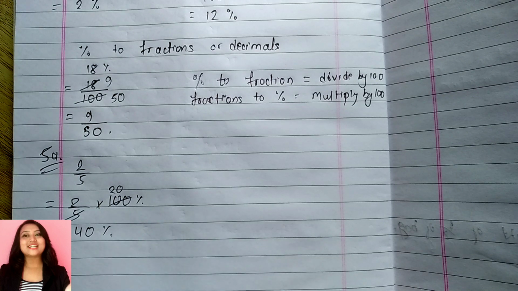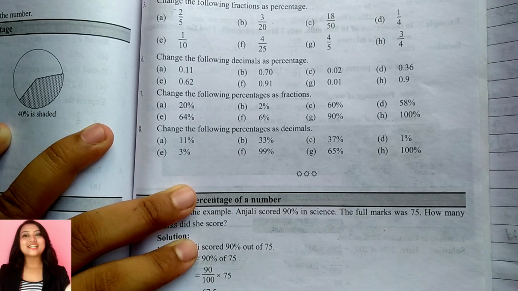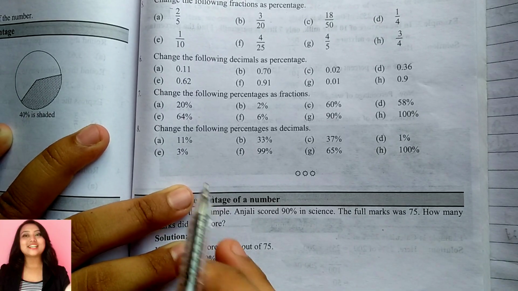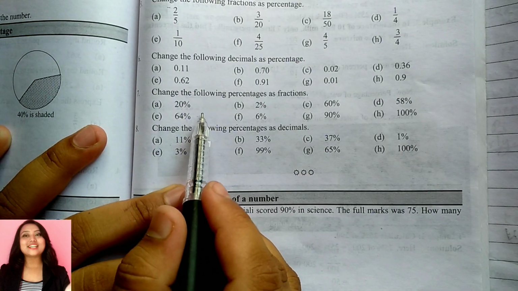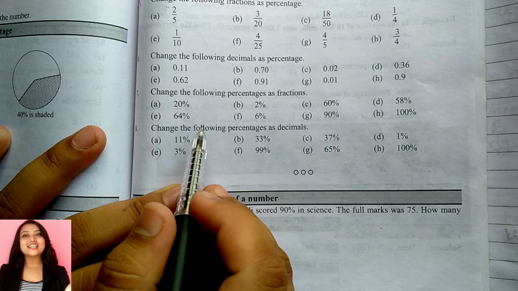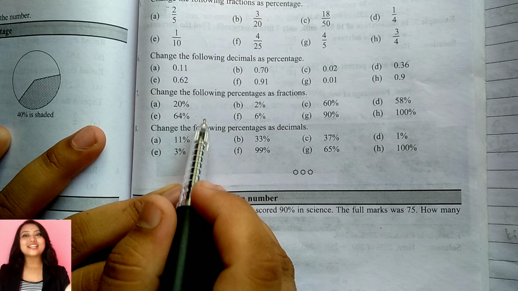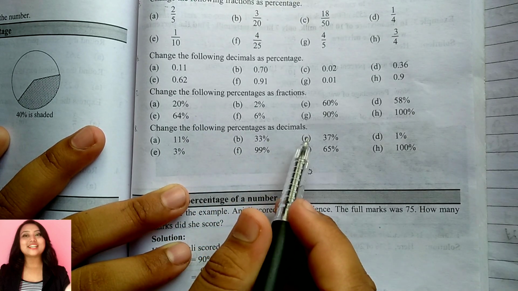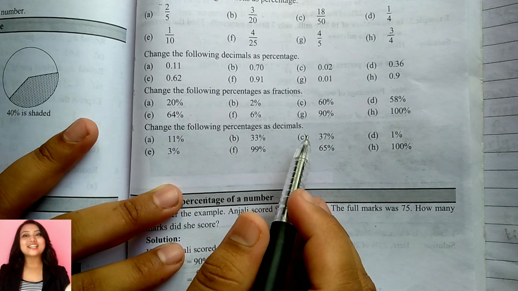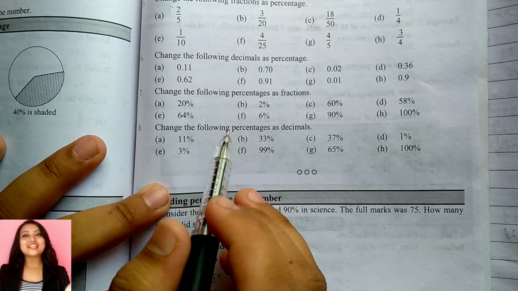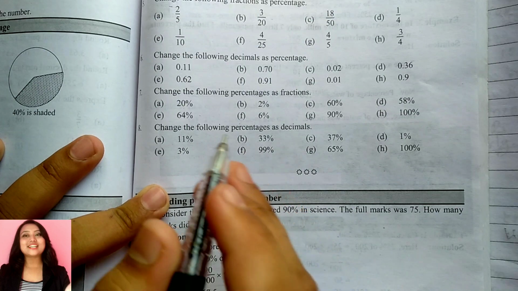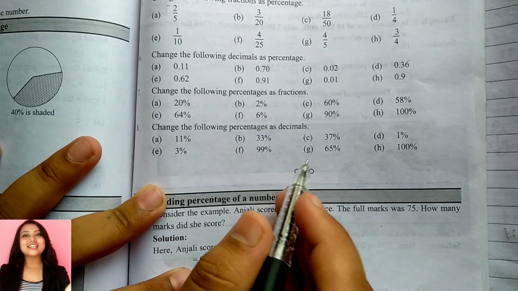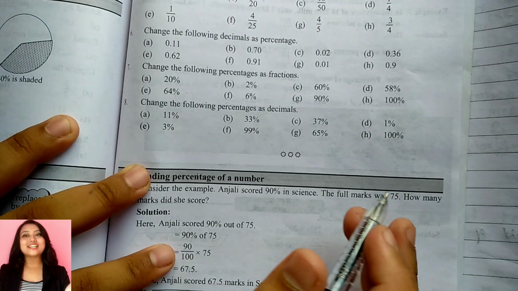Now the next question. Here you can see question number 7. The percentage is given. Now you have to change it into a fraction. For changing into a fraction, divide it by 100. Here it is a percentage and you have to express it as decimals. So let's do this question. That means you have to change percentage to fractions, then fractions to decimals.